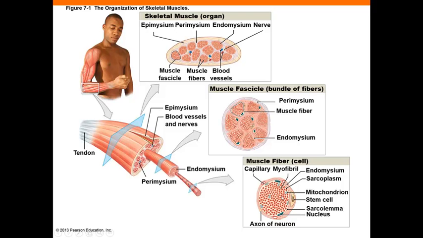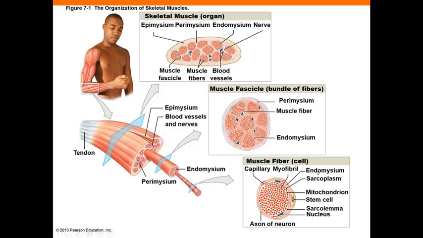And you can see myofibrils as these red dots here. Again, this is a cross section. Notice the mitochondrion and the nucleus. Here is an axon of a neuron, and we have a capillary here as well. Here, the only connective tissue that is visible at this magnification is the endomysium.